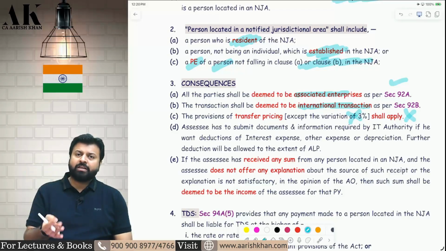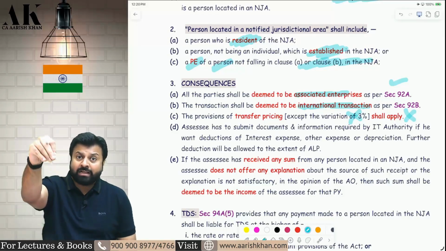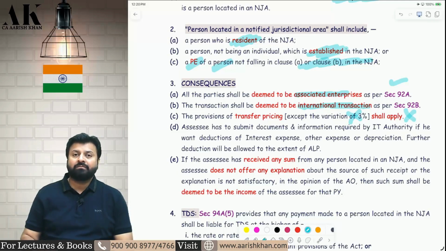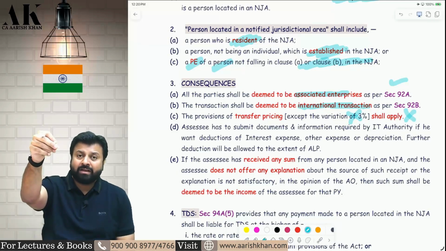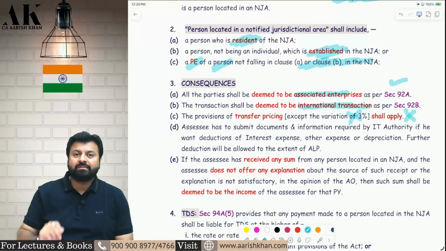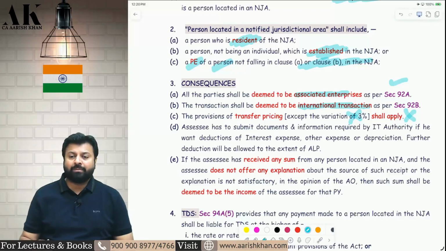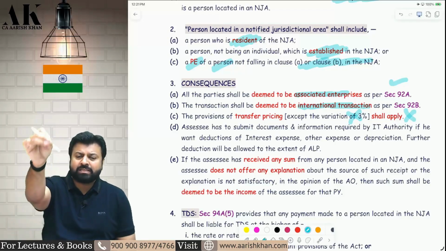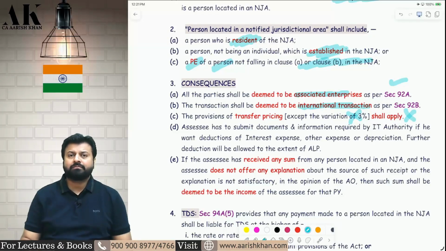Fourth, which is not mentioned here but I have told you earlier, if you enter into a transaction with a person located in an NJA, or a person located in a country where there is low tax or no tax, then the safe harbor rule is also not applicable. Safe harbor rule is not applicable if you do a transaction with a person located in an NJA.